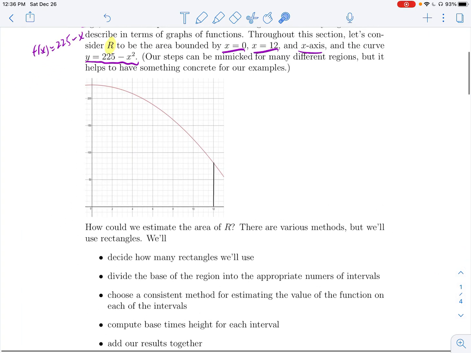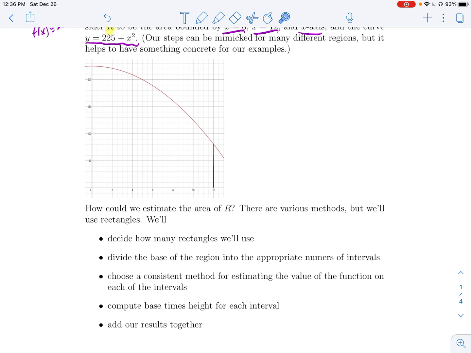So let's just think about estimating the area. Sort of a trick that gets used in calculus a lot is figure out how to estimate something, then try to run a limit on your estimates, and that turns it into the correct answer. So how could we estimate the area of R?